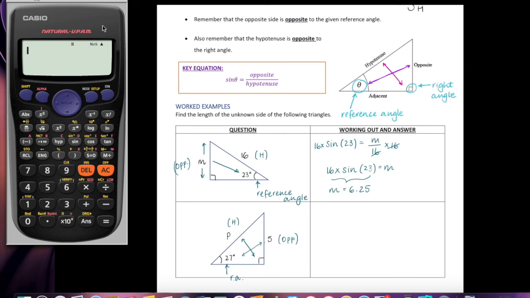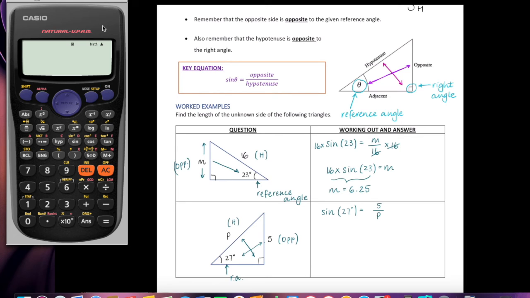So here, if we look at the information that we have and what we're being asked, we know that we're being asked to find the hypotenuse this time. So if I write all my information into the equation, we know sine 27 degrees is equal to 5 divided by P, because P is the variable that this time is representing our hypotenuse. So now with this particular calculation, we are going to have to do one more step in comparison to the first question in order for us to be able to put this into our calculator.